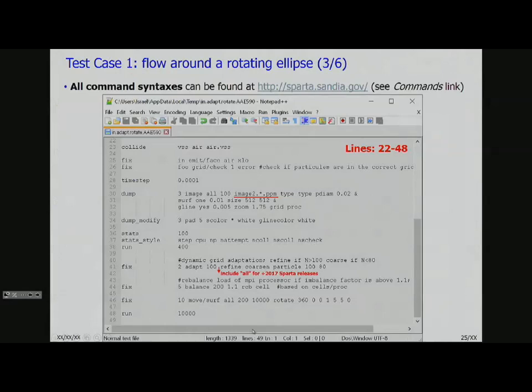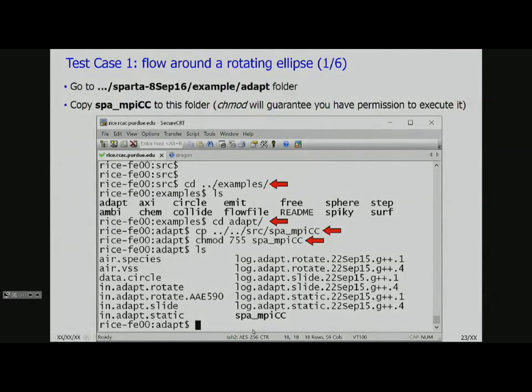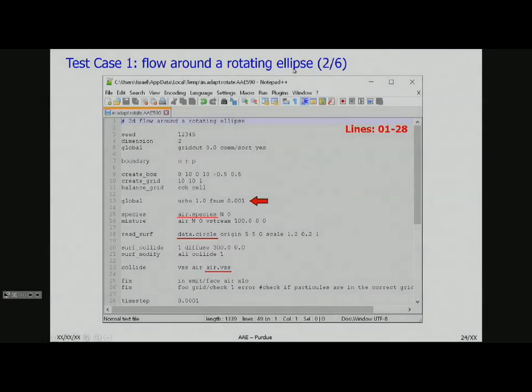See how many of these I can get through. So SPARTA has a few sample cases available for you as well. So one of them is the rotating flow around an ellipse. If you remember that there was that moving ellipse earlier, that's what this is. So this is what the first half of the input script looks like of SPARTA.